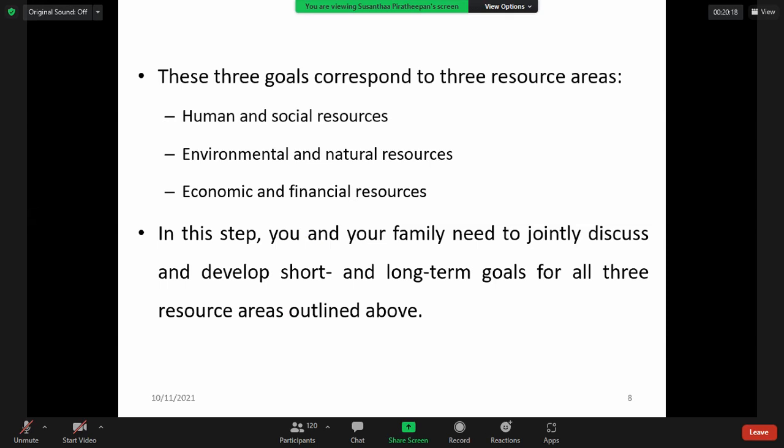Because maybe your family members have good ideas and some experience with farm activities. Then you can easily get more ideas for your farm, and for that you want to discuss with your family members and others to develop short and long term goals according to these three resources.